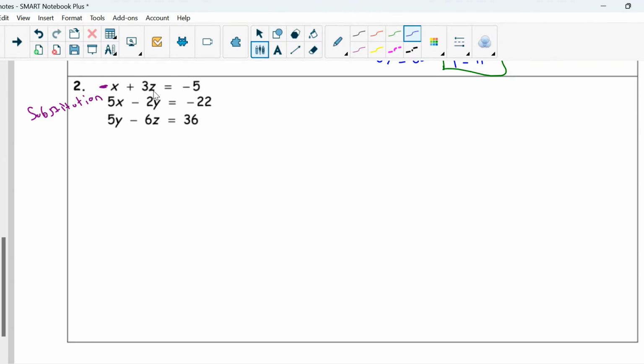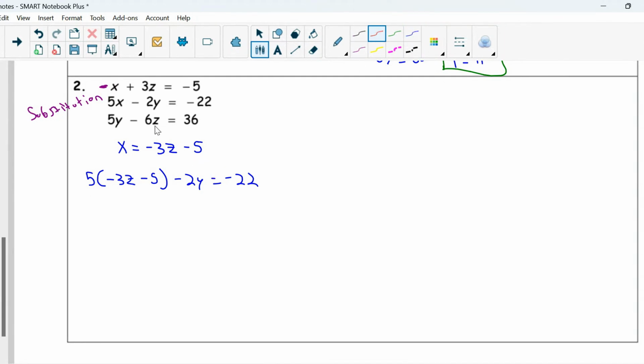So let's subtract 3z from both sides, which leaves us with x equals negative 3z minus 5. Okay, since we have this equation set as x equals, let's substitute this into our second equation here. So we have 5 times x, which we know equals negative 3z minus 5, minus 2y equals negative 22. This is just our second equation.